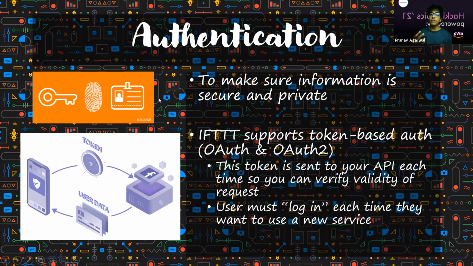That's done through IFTTT using OAuth or OAuth 2 in some cases. So basically what that is, and you can look at the second picture here, is that your client, or IFTTT, or your mobile phone sends login credentials to a server and they give you back a token. This token can be used every time you ask the server for information so that you can validate that you are the person who is asking for data.